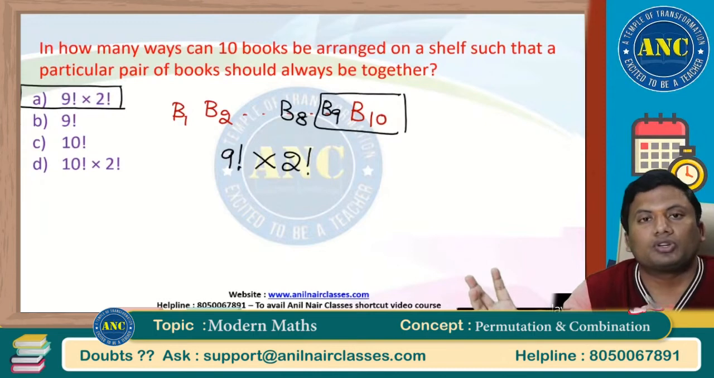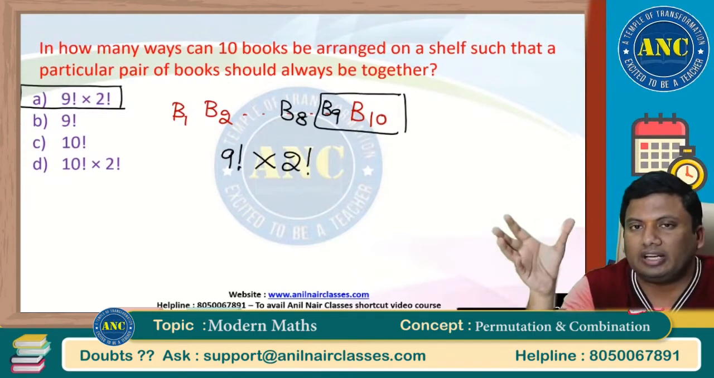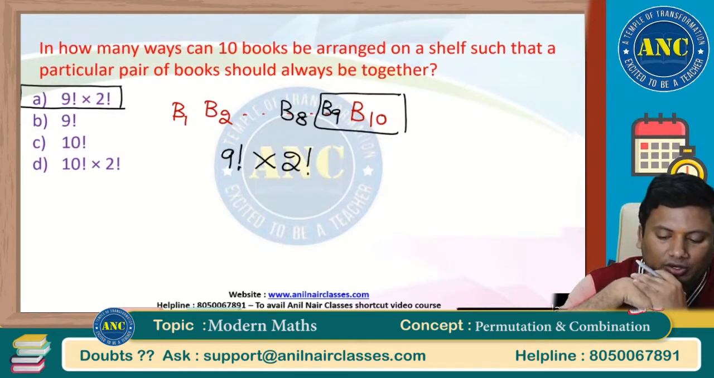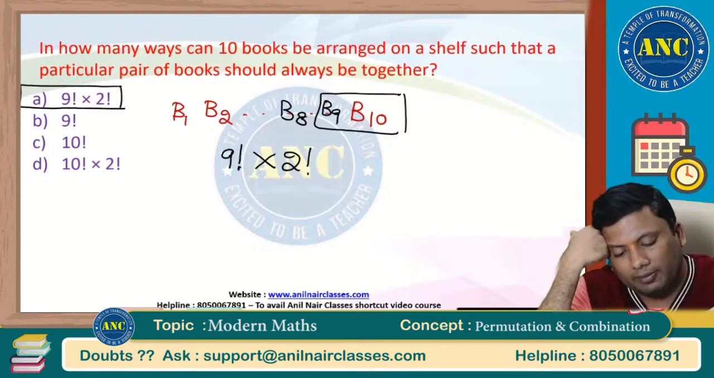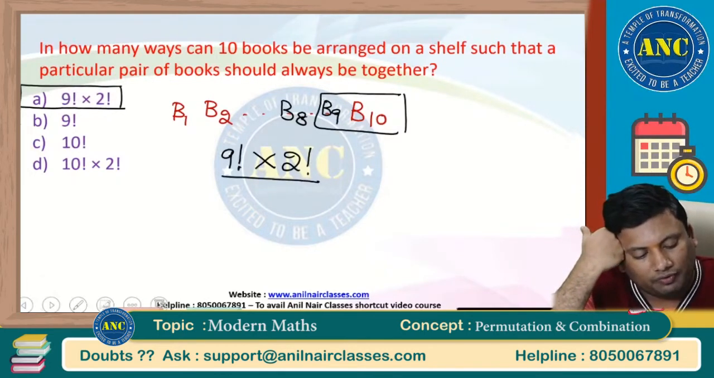So, if 2 books are together, total 10 books are there. 8 books, 9th book and 10th book put as one unit. So, total it will be 9 factorial. These 2 books can be arranged among themselves in two ways. 9 factorial into 2 factorial.